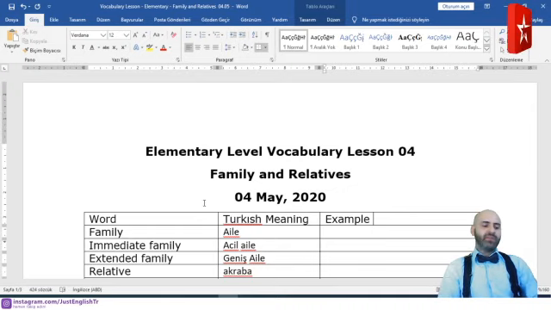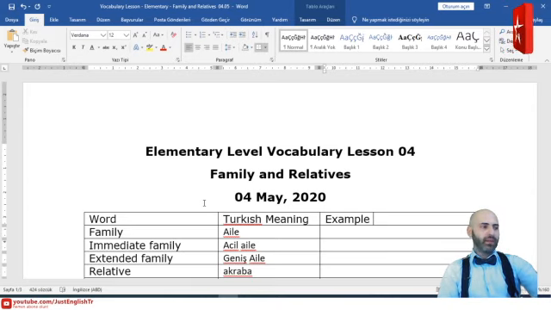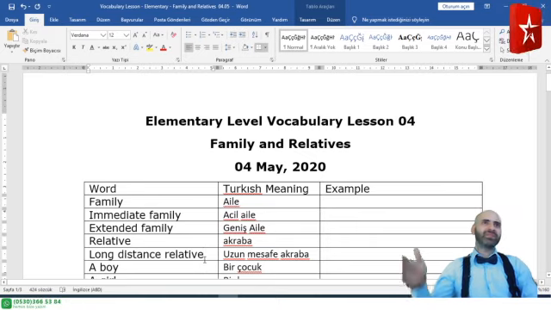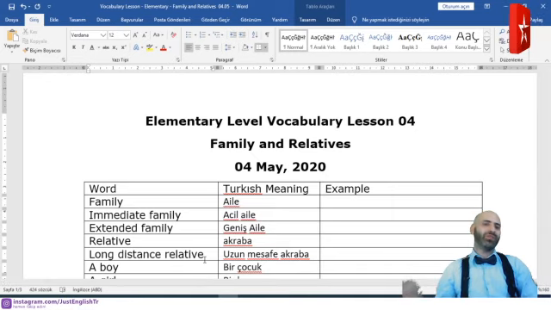We use relative for uncle, aunt, cousin, and etc. Okay. We also have long distance relatives. Long distance relatives is, for example, your mother's cousin's son or cousin's daughter. So you don't have a very close relationship with the person. This type of person we call a long distance relative.